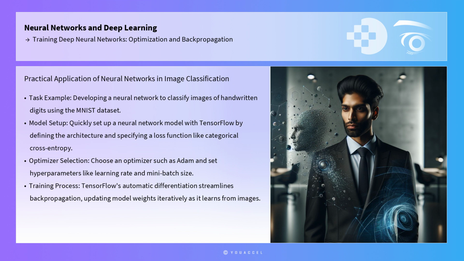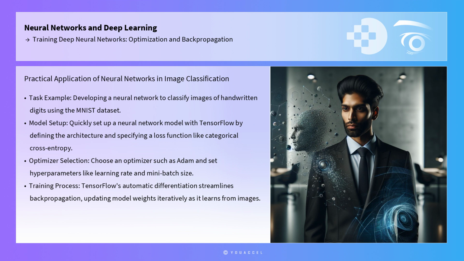The practical application of these tools can be illustrated through a real-world example in image classification. Suppose we are tasked with developing a neural network to classify images of handwritten digits, a common introductory problem known as the MNIST dataset. Using a framework like TensorFlow, one can quickly set up a neural network model by defining the architecture, such as a series of convolutional and fully connected layers, and specifying a loss function like categorical cross-entropy.